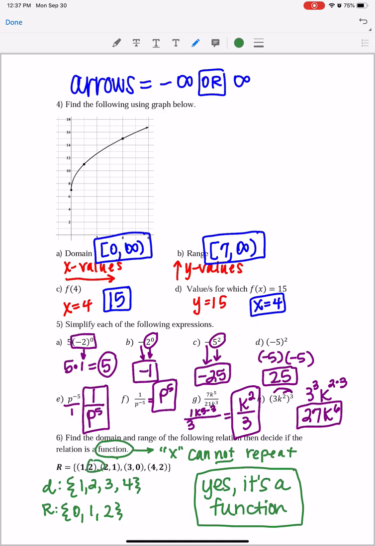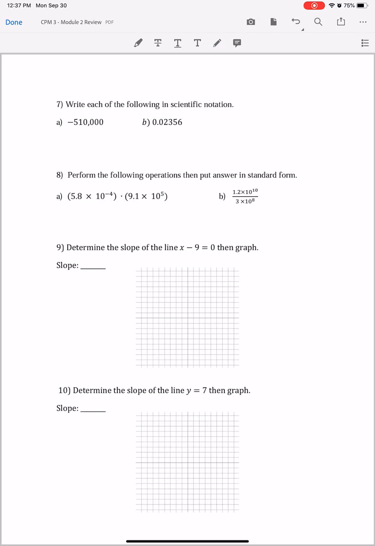Doesn't matter that these y's repeated because we don't care about y's. We only are focusing on those x's.